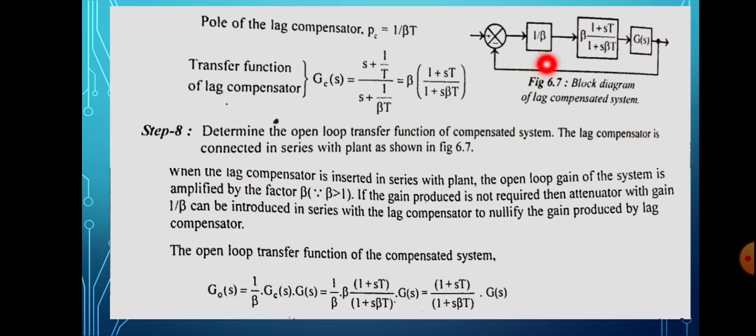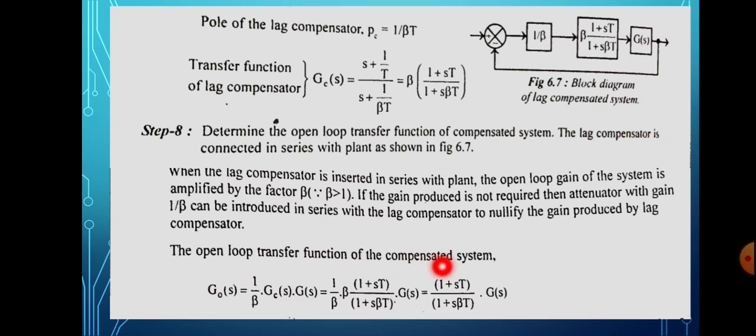Next you have to check whether this system satisfies the desired specification. So determine the open loop transfer function of the compensated system. The lag compensator is connected in series with the plant as shown in the figure. When the lag compensator is inserted in series with the plant, the open loop gain of the system is amplified by a factor beta. Here beta is greater than 1. And if the gain produced is not required, then an attenuator with gain 1 by beta can be introduced in series with the lag compensator, to nullify the gain produced by the lag compensator.